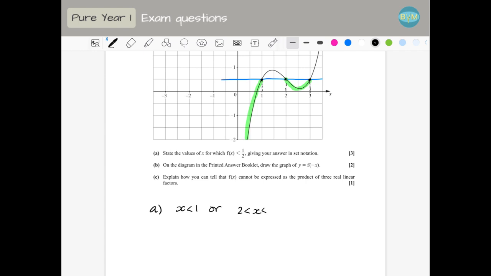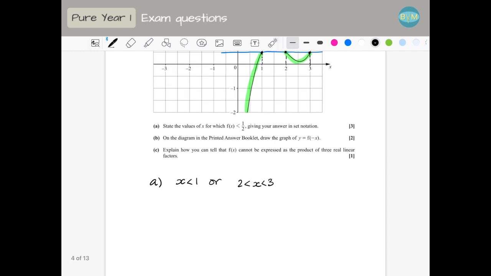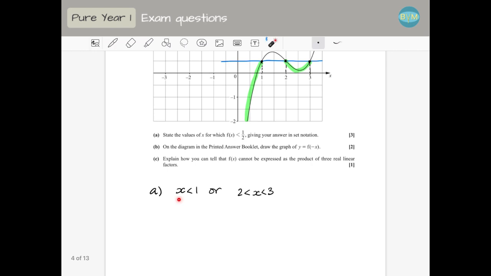We have to write this in set notation. Remember set notation: what I'm going to do is write the same, but x, colon, and the brackets. So we have two sets here. We have {x : x smaller than 1} and {x : 2 smaller than x smaller than 3}. And then to show this or, I'm going to write the union symbol. Remember, union is values from here or values from here. So that's the first part.